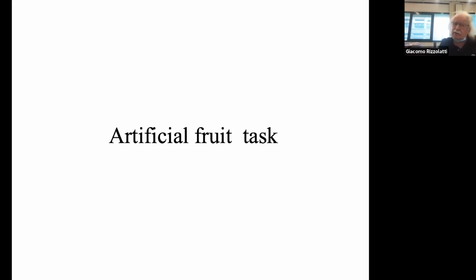These are experiments made in St. Andrews in Scotland with the so-called artificial fruit task. You put in front of a monkey, of an ape, a very intelligent monkey, an artificial fruit. Inside the fruit, there is something very good to eat. But in order to open it, you have to touch some buttons in a precise order. If you don't do that, the fruit does not open and you don't have what is inside, which is the interesting part. Many animals solve the problem by breaking it. So instead of opening it, they try to break it in order to get it.